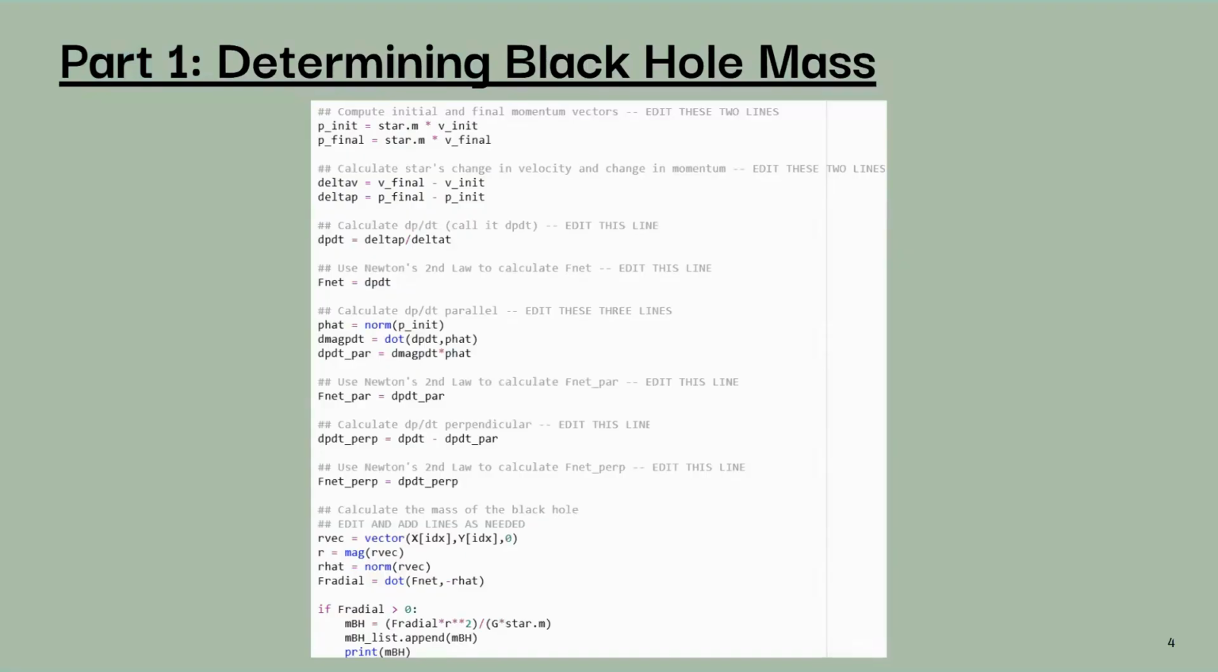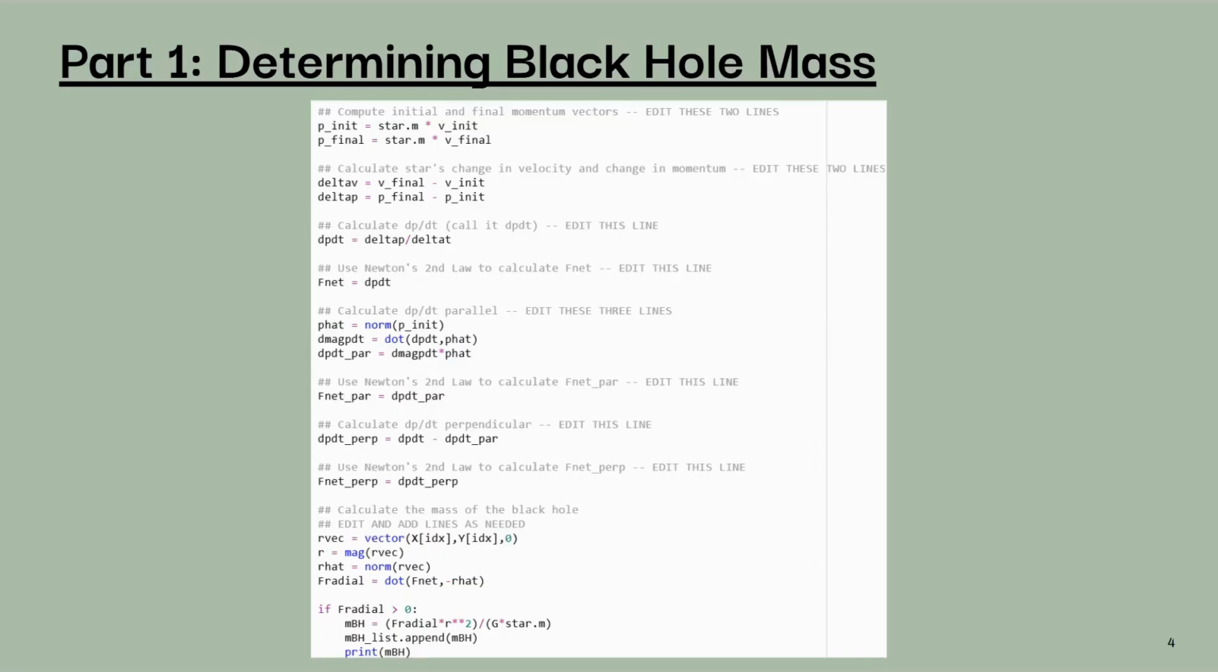it indicates that a force is continuously changing the star's momentum. To determine the mass of the black hole, the code first calculates the star's velocities and changes in position over time. Then the initial and final momentum vectors are computed using the star's mass and velocity. The change in momentum over time gives the net force acting on the star using Newton's second law. Next, the direction of the force is compared with the radial direction toward the black hole. Since gravity is the only force acting on the star, the radial component of the net force must equal the gravitational force from the black hole. Using the gravitational force equation, the mass of the black hole can then be calculated.